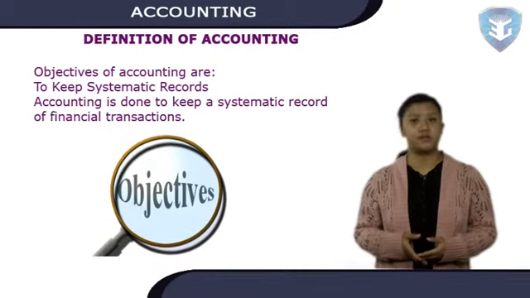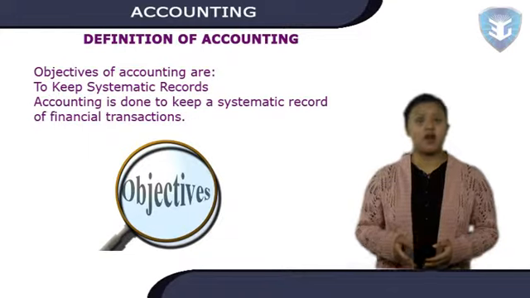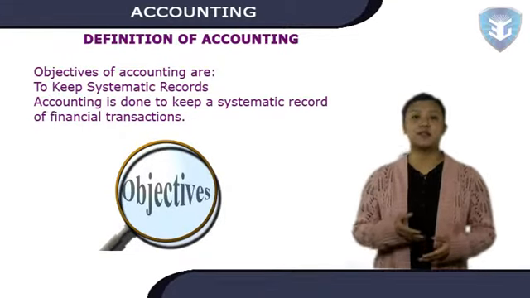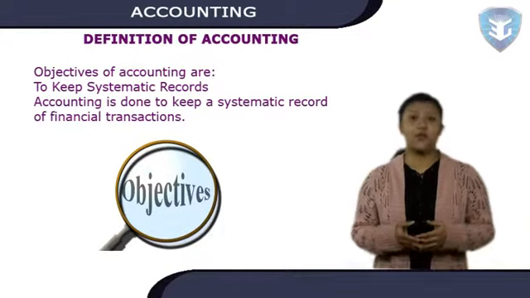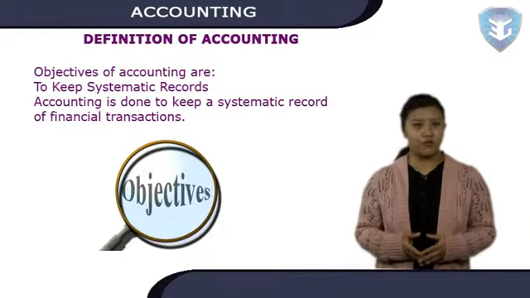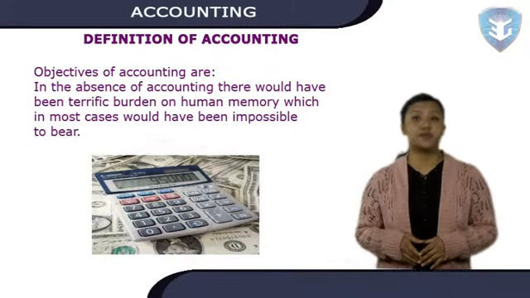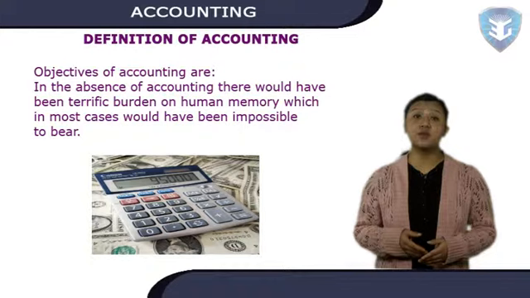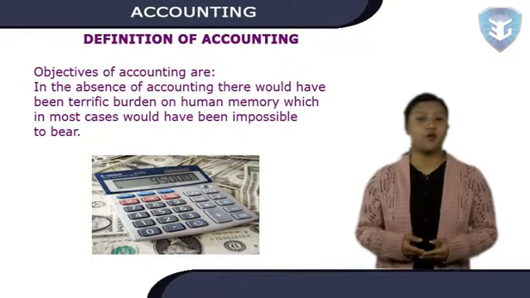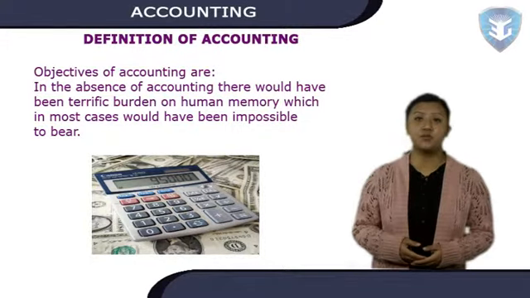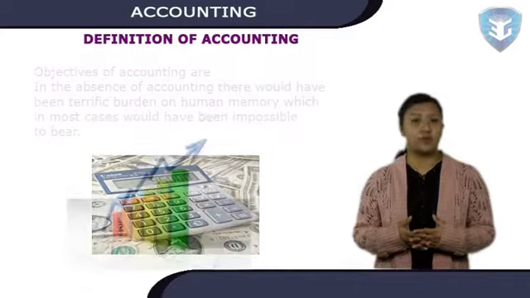Objectives of accounting. Objectives of accounting are to keep systematic records. Accounting is done to keep a systematic record of financial transactions. In the absence of accounting, there would have been a terrific burden on human memory, which in most cases would have been impossible to bear. To protect business properties. Accounting provides protection to business properties from unjustified and unwarranted use. This is possible on account of accounting supplying the information to the manager or the proprietor.